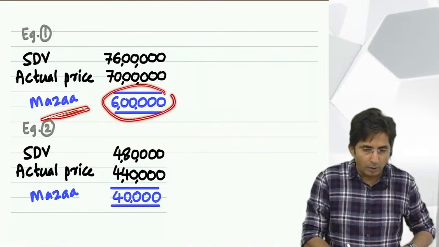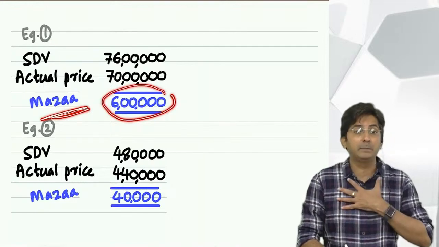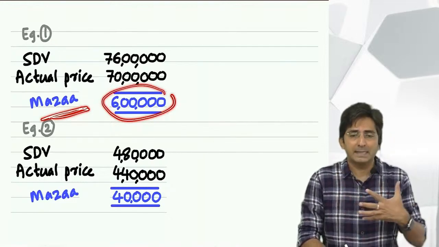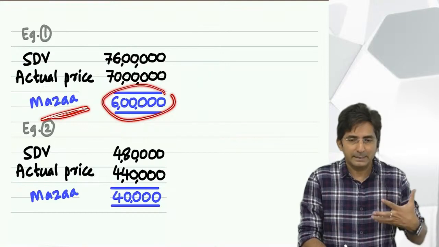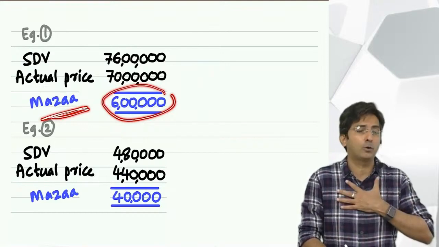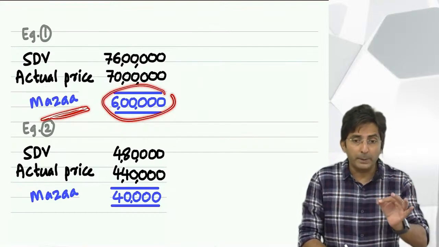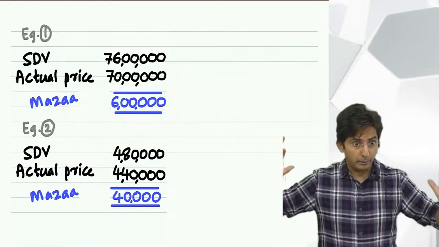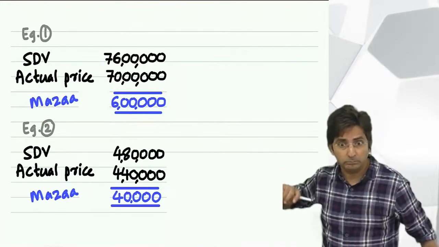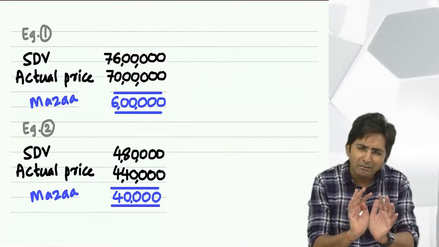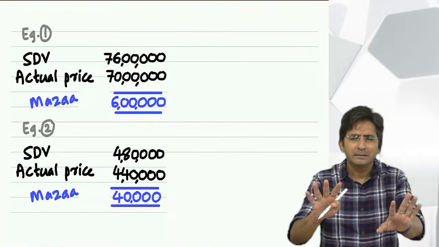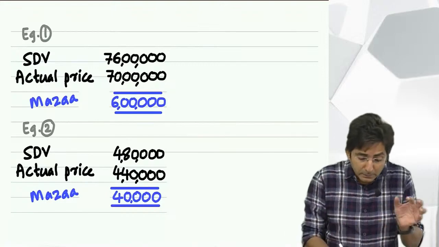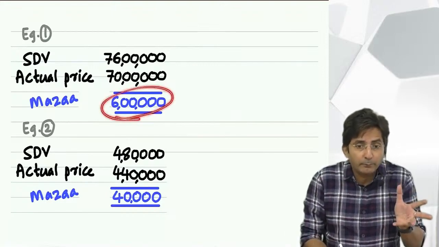This in Hindi we call maza. Maza means benefit. Maza is a Hindi word. In English we can say this is the benefit we got. Now you have to compare, is this maza small or big? If it is big, taxable. If it is small, exempt. So how to decide this is small benefit or big benefit?